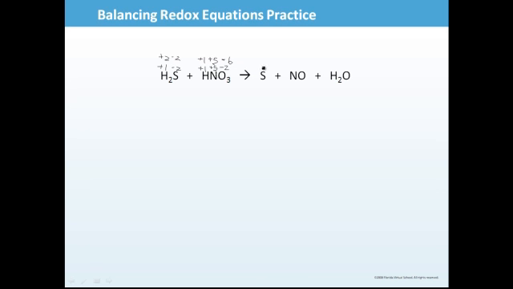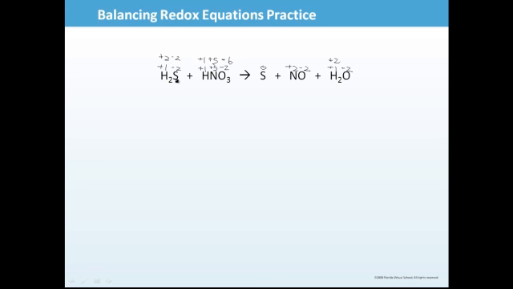Now on the product side, sulfur is by itself, so it's automatically 0. Oxygen we know is -2, which means the nitrogen would have to be +2 to make everything cancel out. And then for the water, again, oxygen is -2, hydrogen is +1. We have two hydrogens, so that's going to give us +2 total, which would cancel out the -2 from the oxygen.